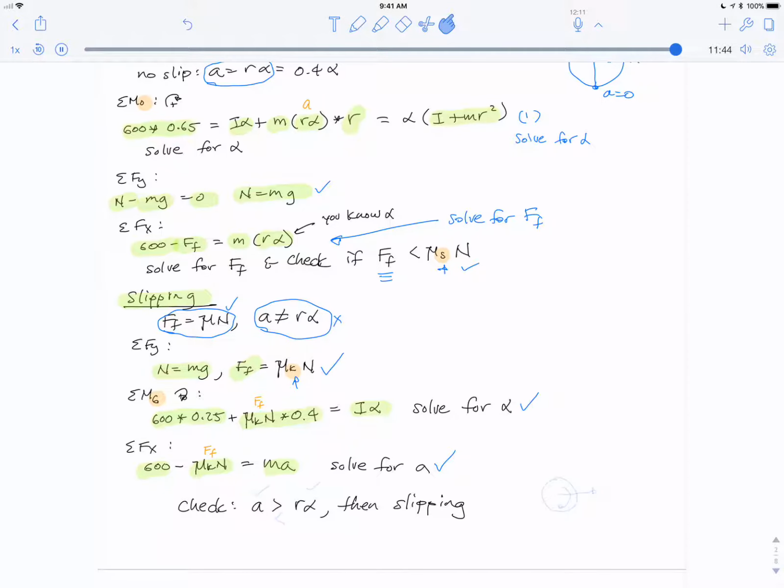So if it's slipping, what's happening, this is going faster than it's rolling, okay, because it's slipping. Turns out that you'll have the acceleration of the center not equal to r alpha. So it could be actually greater or less depending on if it's braking or accelerating. Okay, so if a is not r alpha, it's slipping.